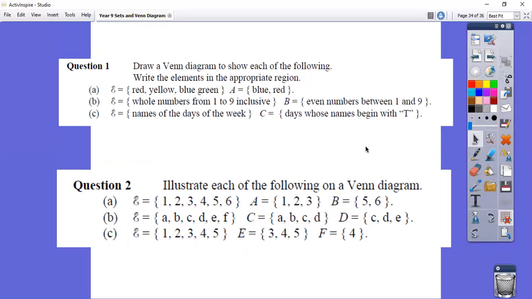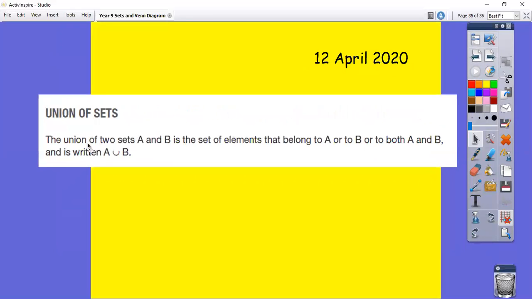Just try your best and we'll catch up again on Sunday, which will be the 12th of April, and we will look at the union of sets.